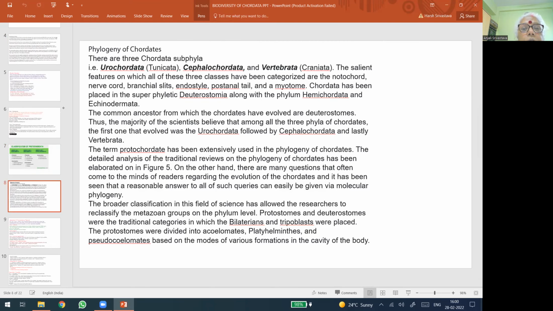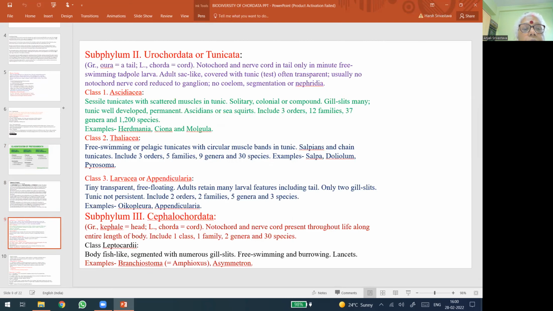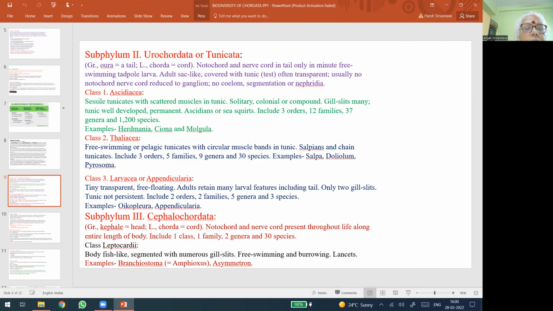This is Urochordata and Cephalochordata. Then comes Urochordata. There are three important classes in Urochordata: Acidaceae, Thaliacea, Larvaceae. The Acidaceae are the Hedmania, Thaliacea are the Doliolum salpa, and the Larvaceae are the Appendicularia.